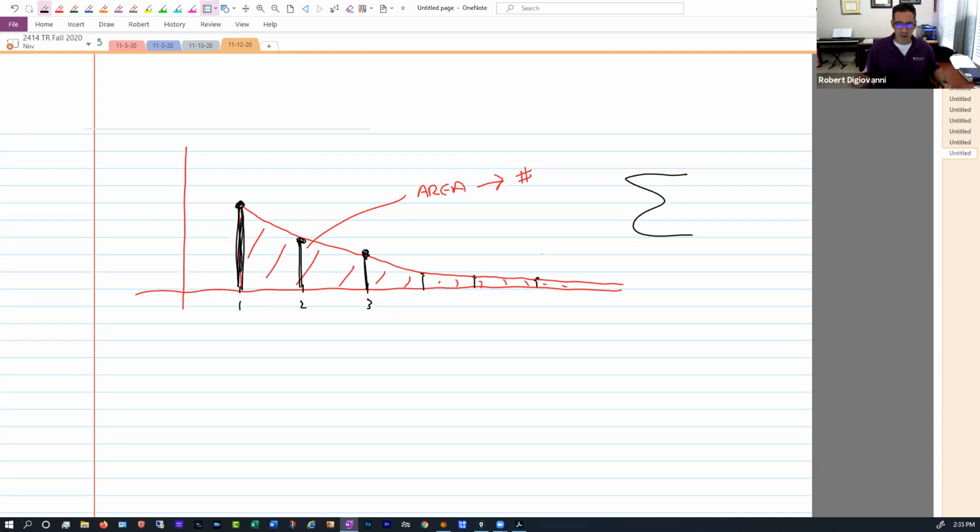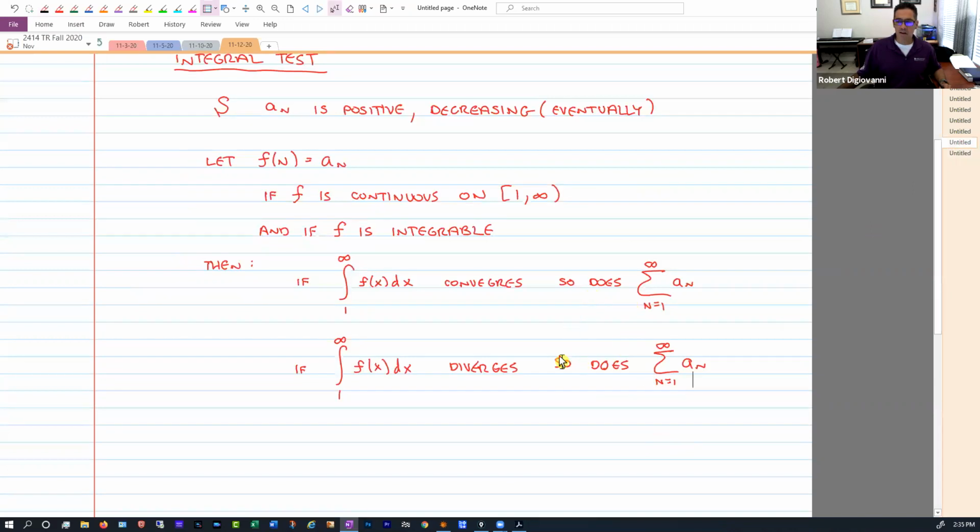Or sorry, the series. Now, here's the drawback to this test. Does it tell you what it converges to? Does this say that whatever this integral is, that's what the sum is? No. It says if the integral converges, well, then you can say that the series converges, but you don't know what it converges to. You can just say that it converges. So this is truly just a test for convergence or divergence.